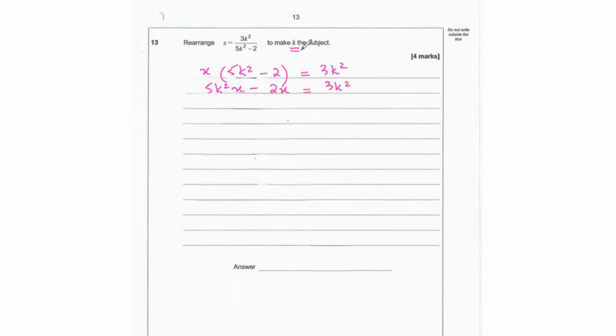Since they want k to be the subject, we collect all of the terms with k on one side. So 5k squared x minus 3k squared equals 2x. Take k squared common. So k squared times 5x minus 3 equals 2x. K squared equals 2x over 5x minus 3. And to make k the subject, we will take the square root. So 2x over 5x minus 3 gets square rooted. And it will be plus minus because they haven't specified whether k is positive or negative. So we'll write both plus minus outside the root.